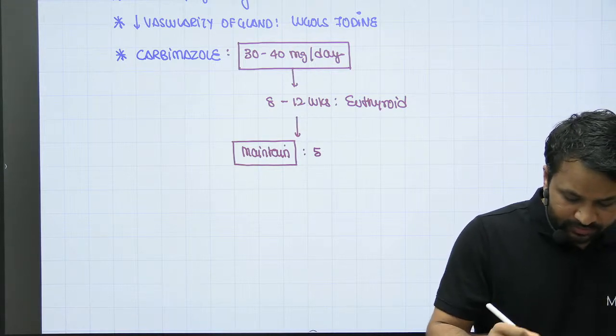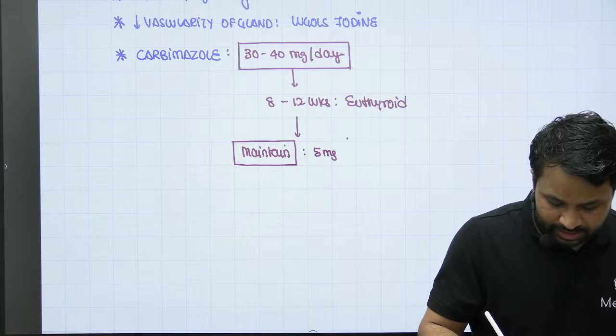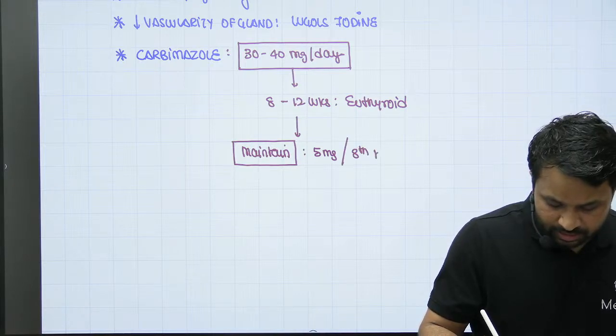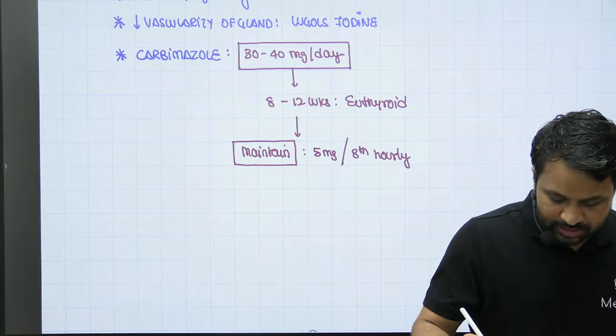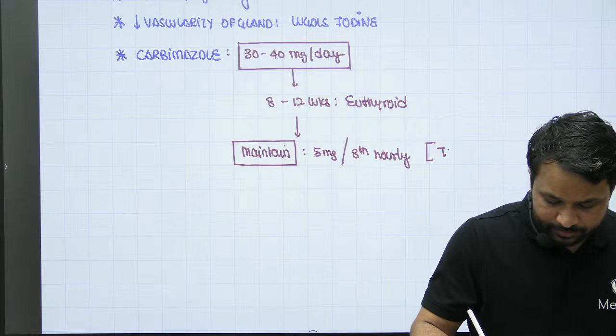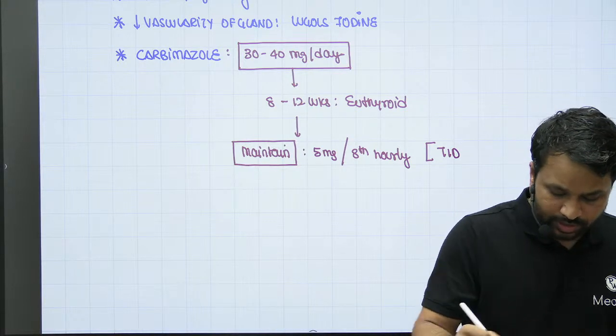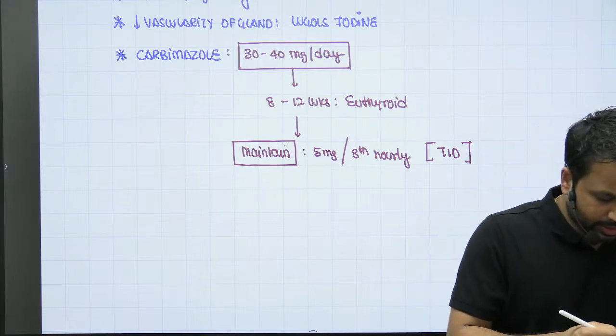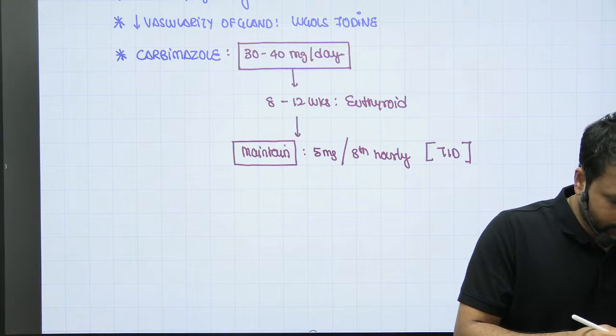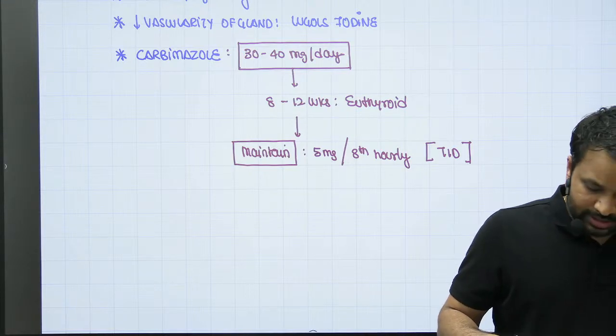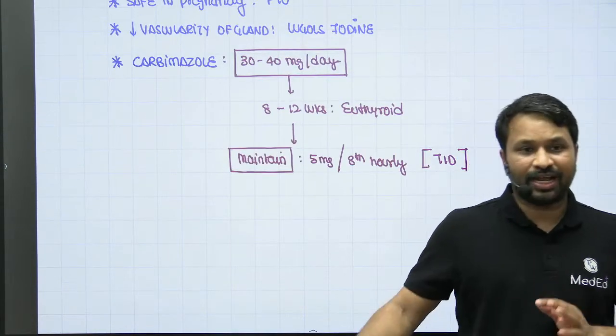So the dose that we give is 5 milligrams every 8 hourly. That is nothing but 5 milligrams 3 times a day. It is a TID dose, right? We give 5 milligrams 3 times a day. So this is with respect to the anti-thyroid protocol.